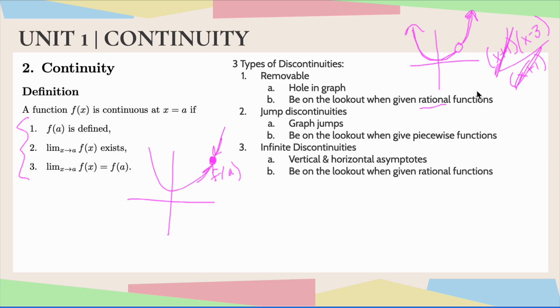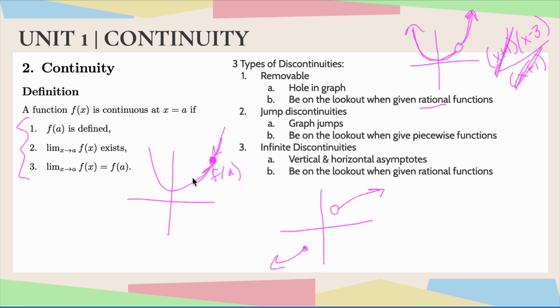Second, jump discontinuities. That's where your function literally jumps, right? Something like that, and then it goes to something like that. This happens oftentimes when you have piecewise functions. So that's where you want to look for jump discontinuities, if you're given a piecewise function.